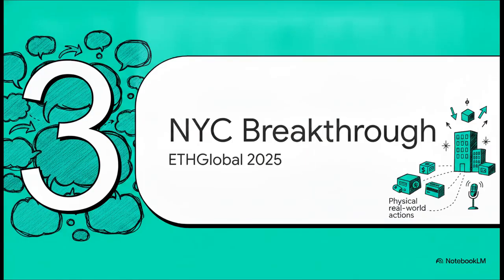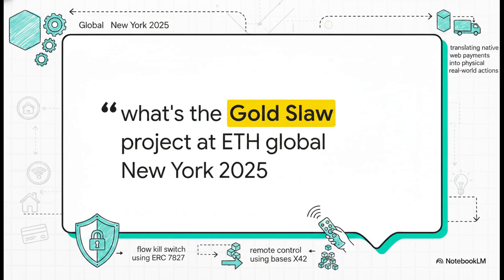Which brings us to Section 3, the ETHGlobal NYC breakthrough. This is the real turning point here. Now, what's really interesting about this slide is the specific pitch from the CoLaw legal engineering team at the physical event in 2025. They stood up and asked, what's the Gold's Law project at ETHGlobal New York 2025? It is the flow kill switch using ERC 7827, and it's the remote control using Base's X42. They somehow successfully combined a strict mathematical state contract with the surgical remote control of the X42 protocol.